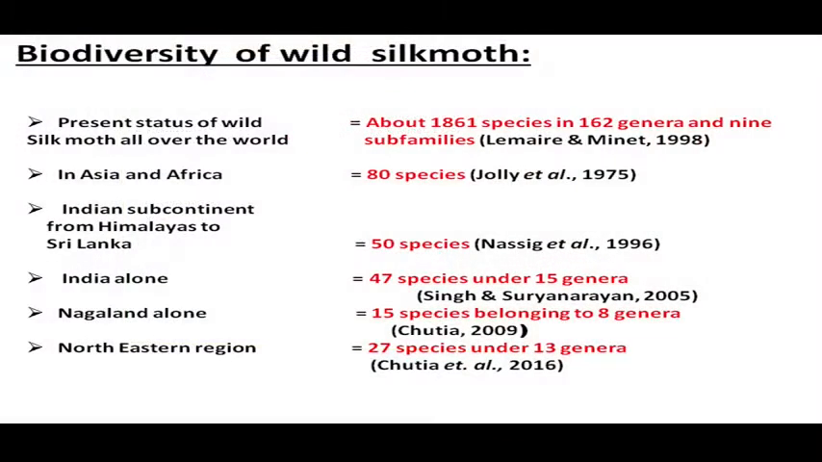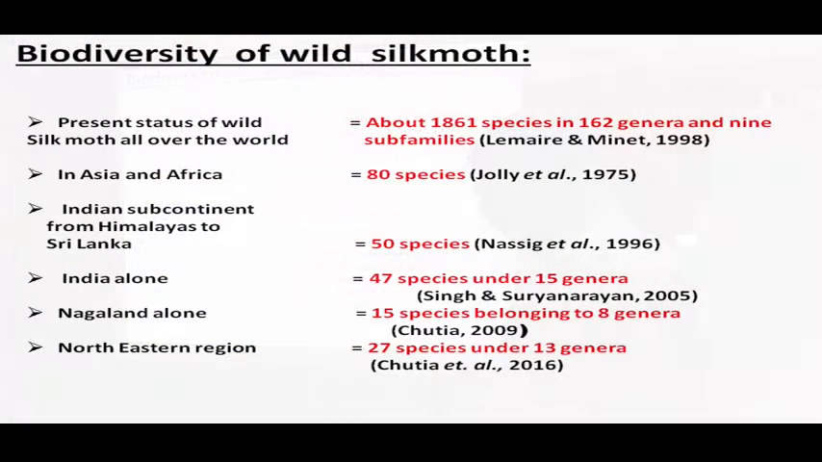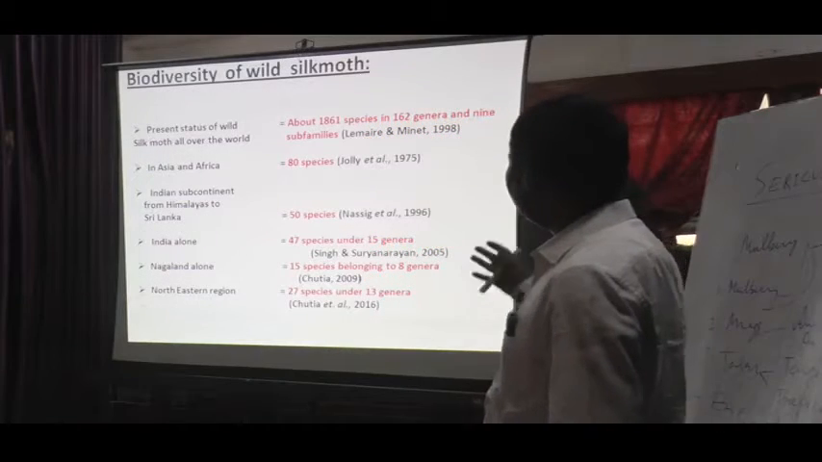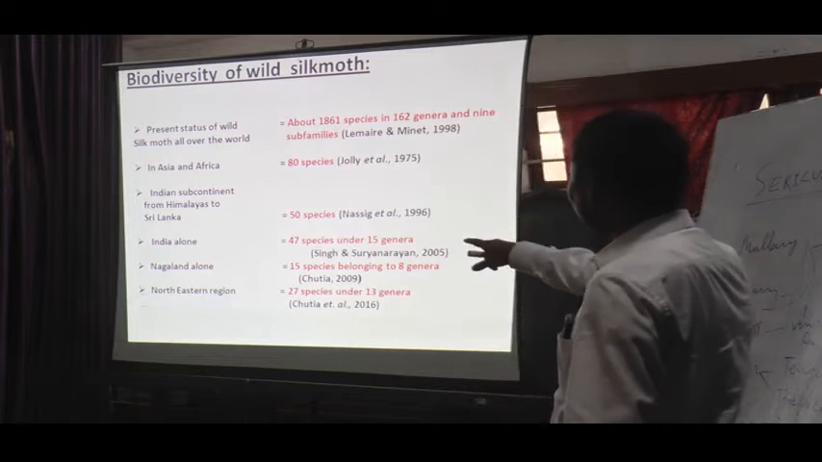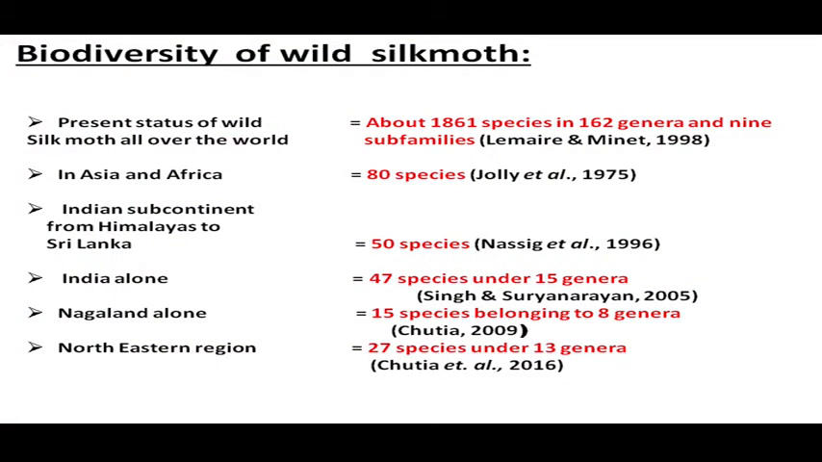If we see the biodiversity scenario of wild silk moth varieties in the world, the present status is like this: about 1861 species in 162 genera and 9 subfamilies. In the Asia and Africa subcontinent we have 80 species. In the Indian subcontinent, from the Himalayas to Sri Lanka, we have 50 species, and India alone has 47 species of wild silk moth under 15 genera. One report is from myself also: in 2019, from Nagaland, 15 species belonging to 8 genera. In the northeastern regions we have studied 27 species under 13 genera.